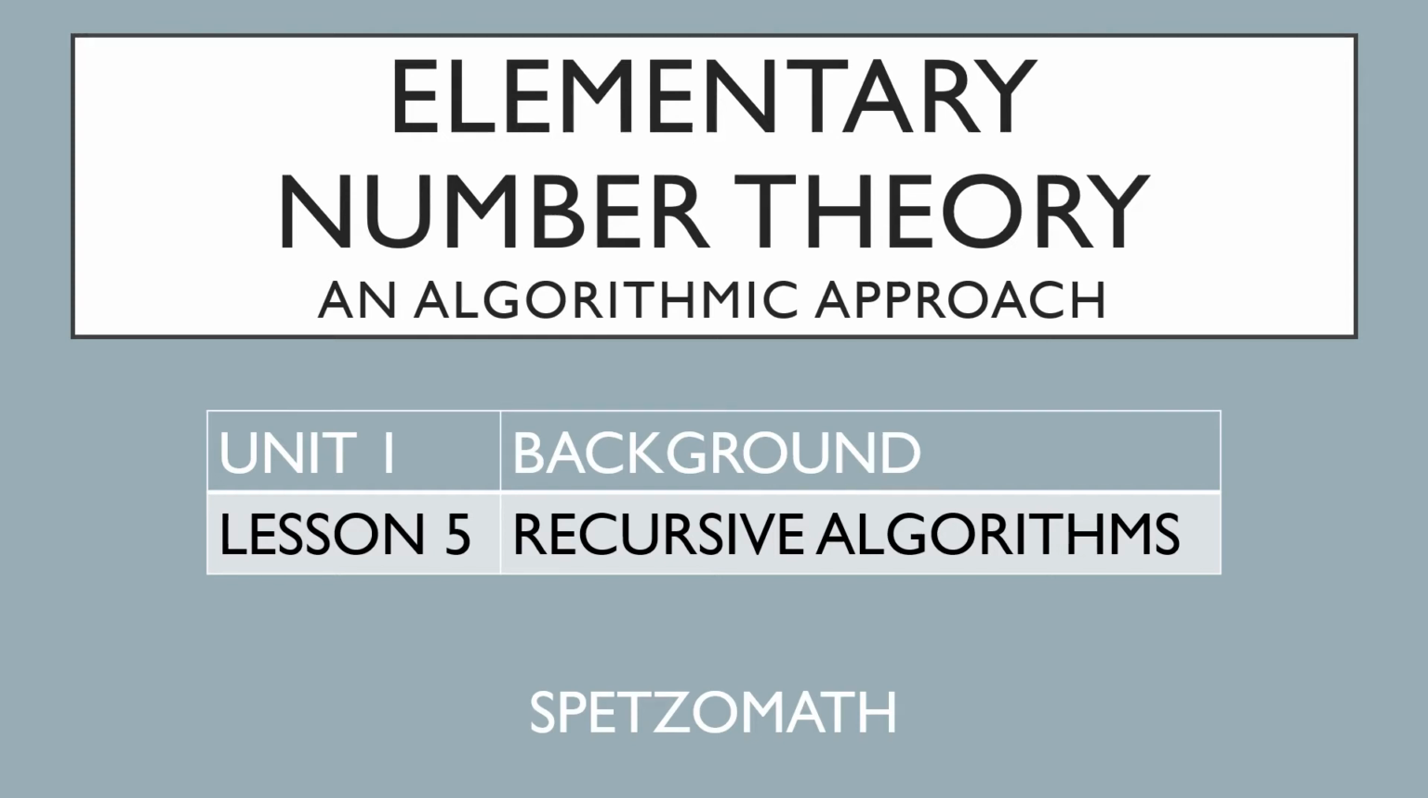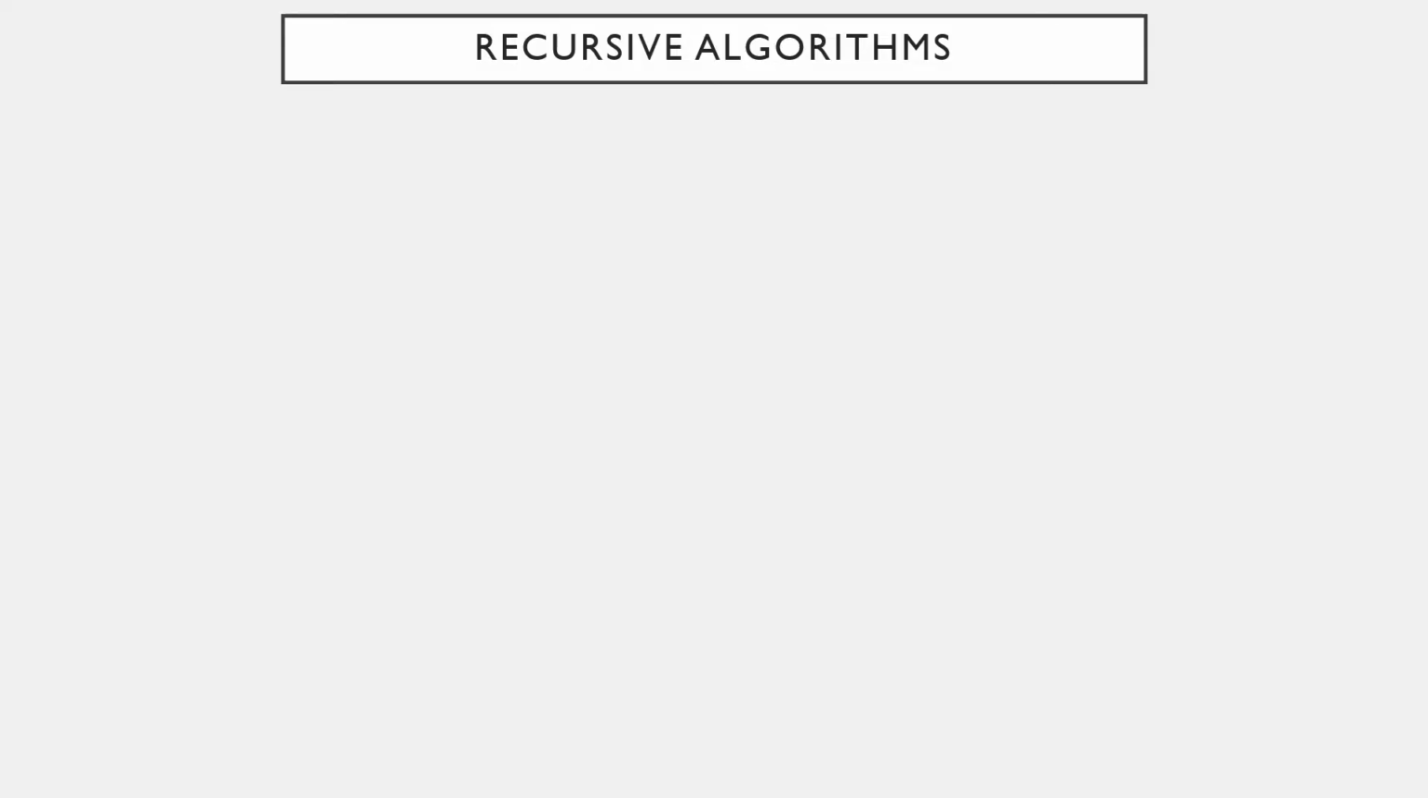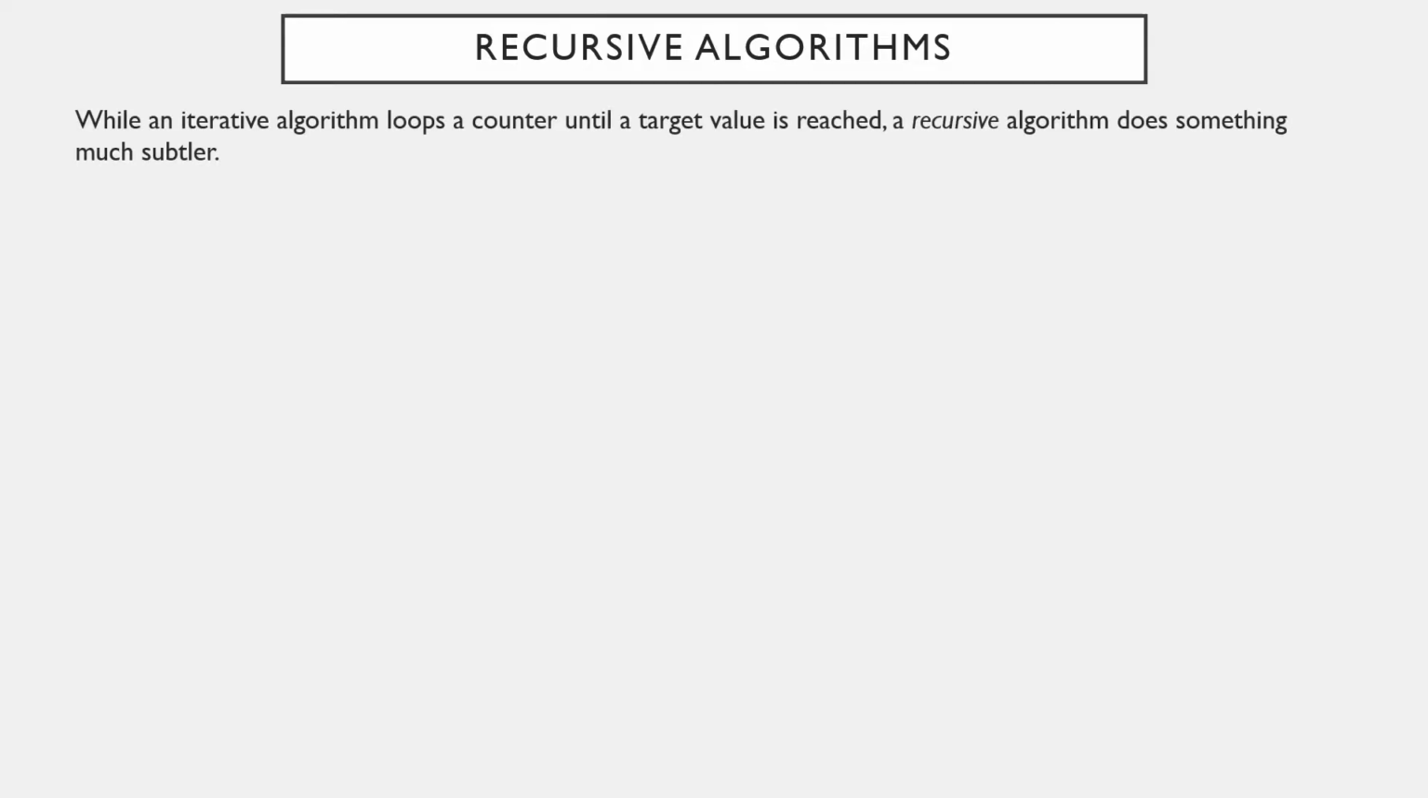Having developed a few iterative algorithms, we're now going to take a look at what are called recursive algorithms. So what are recursive algorithms? An iterative algorithm loops some sort of counter until a target value is reached. This is a typical way of doing it.